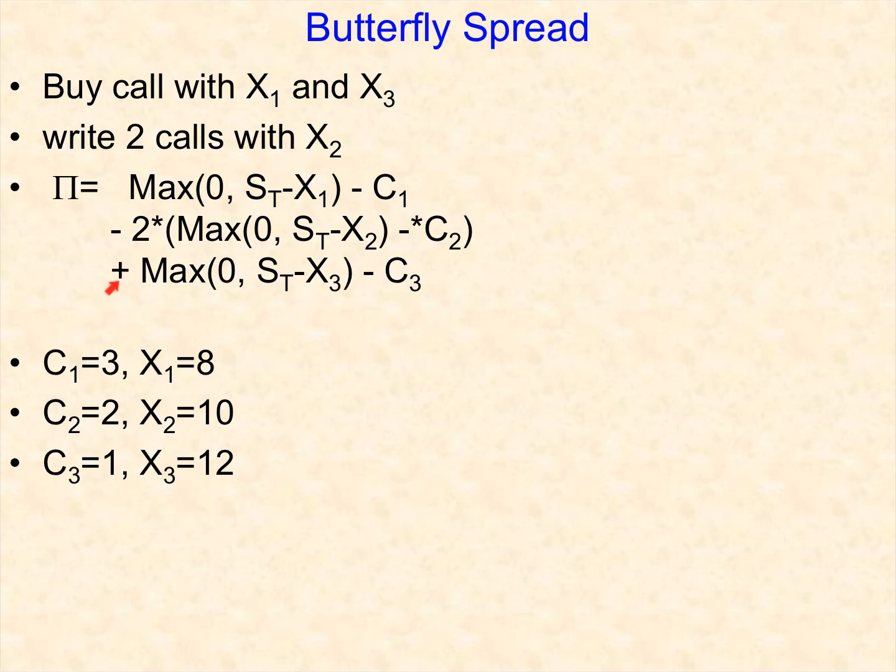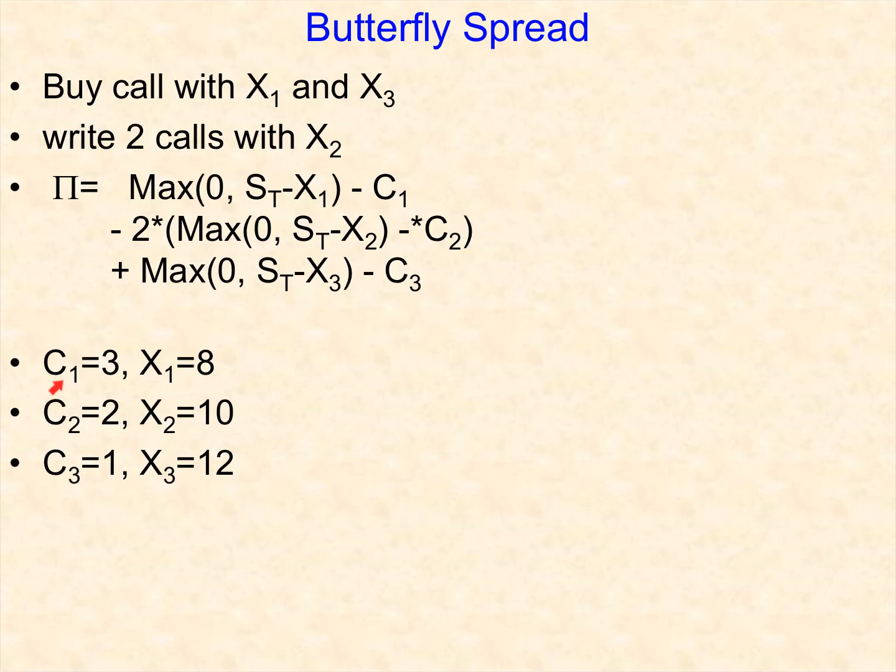And finally, here's the profit from the third option. We're buying that option, so the quantity is positive 1. At expiration, it only has intrinsic value, so we'll take that intrinsic value and subtract the premium we paid to buy the option, again at time 0.